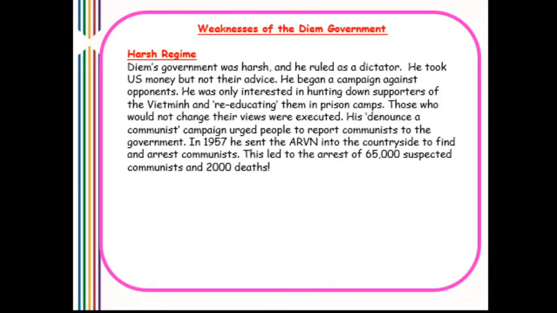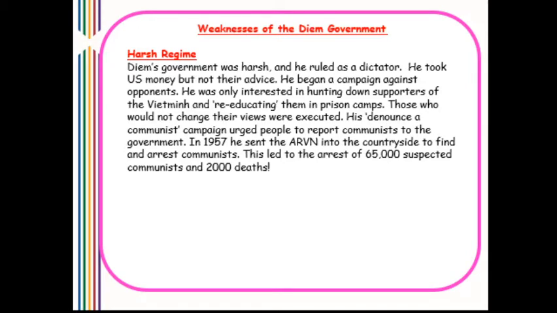His harsh regime. Diem's government was very harsh and he ruled like a dictator. He took US money but not their advice. He began a campaign against opponents. He was only interested in hunting down supporters of the Viet Minh and what he called re-educating them in prison camps. Those who would not change their views were executed.